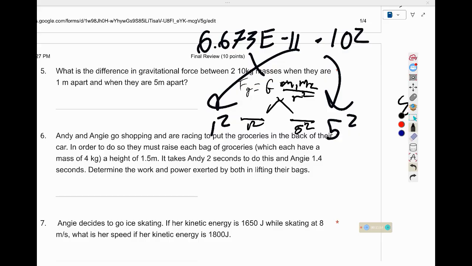Now, we know that gravitation works on an inverse square. So if we go 5 times as far away, what ends up happening is the gravity on the second one is going to be 1/25th when 5 meters apart.